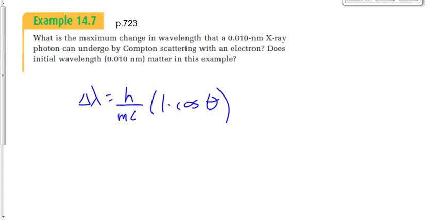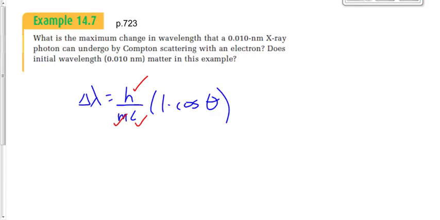Now, we've pointed this out before, and you've probably noticed it as well, that h is always the same, and m is always the same, and c is always the same. So that number that appears in front of the 1 minus cosine theta, we'll call it the coefficient, is always the same value. Nothing we do changes that value. The only thing here that will change the delta lambda is the angle, the scattering angle.